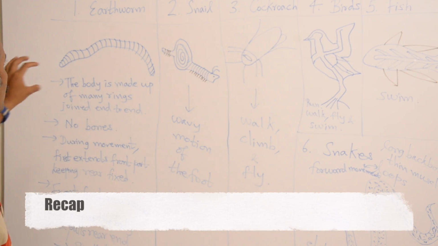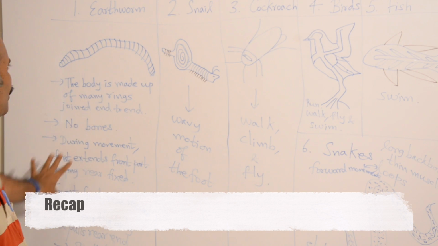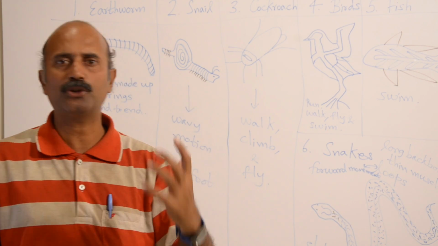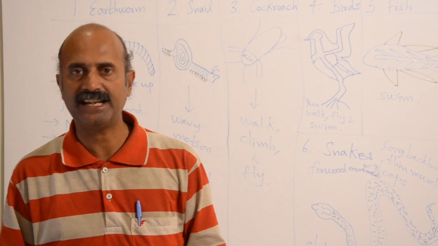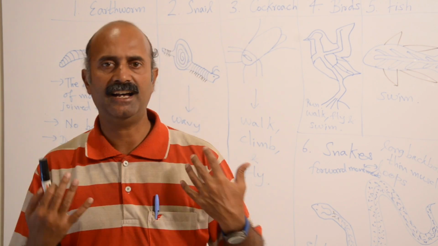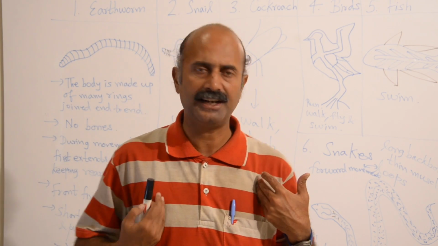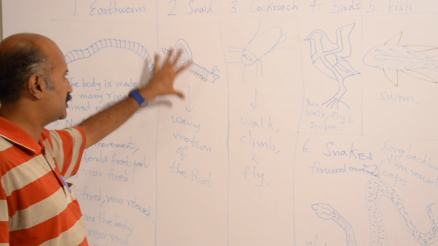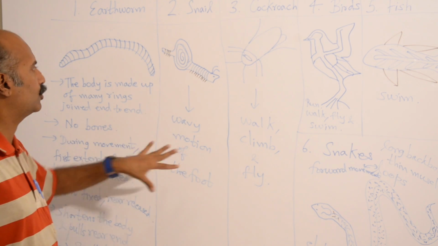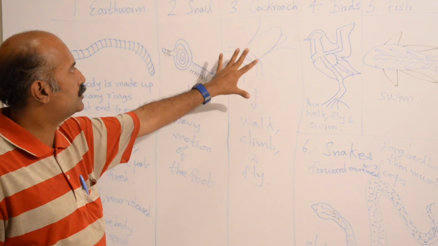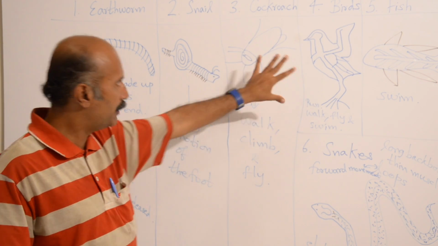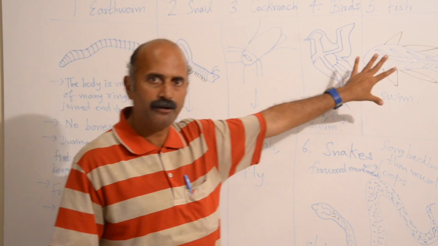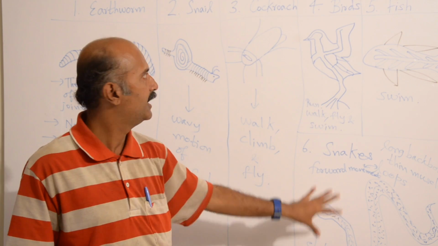So we have discussed the movement of the earthworm, which is a lower level organism because it is an invertebrate, and its brain is not that developed compared to the vertebrates, the animals which have backbones, including us. Then we studied the snail, which is also a lower level organism. Cockroach is also an insect, an invertebrate which does not have a backbone. Birds, fish, and even snakes have a backbone.